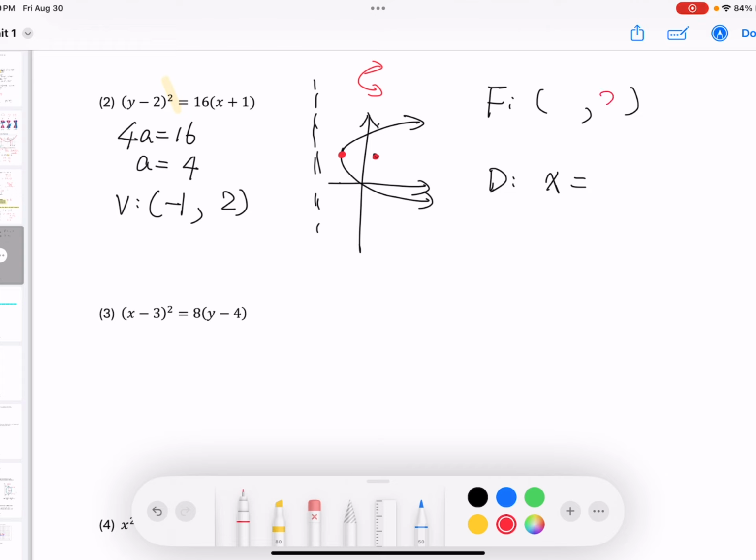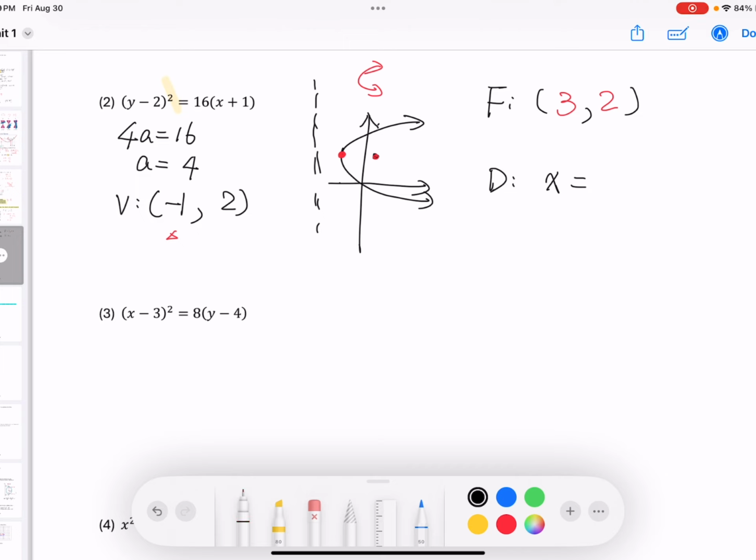Same height means same y value. And the x value, the formula says h plus a. So h is -1, plus 4 is 3. You can also use your graph to find the point coordinate.